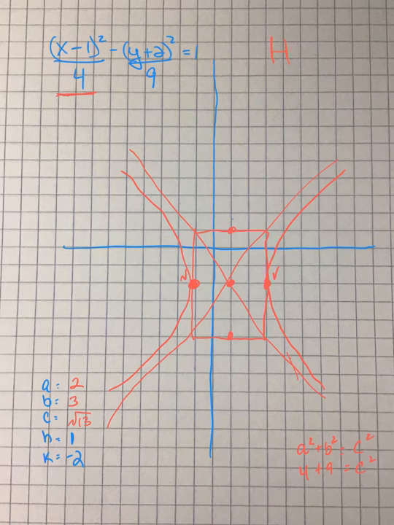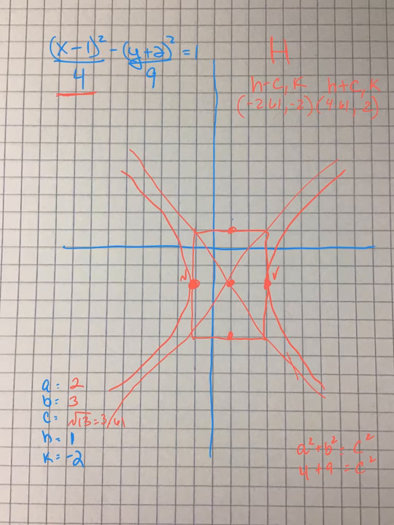So let's find the foci for this. It's H minus C comma K and H plus C comma K. Well, if we find the square root of 13, it's 3.61. So 1 minus 3.61 is negative 2.61 comma negative 2. And 1 plus 3.61 is 4.61 comma negative 2. So we just plot those where they go.